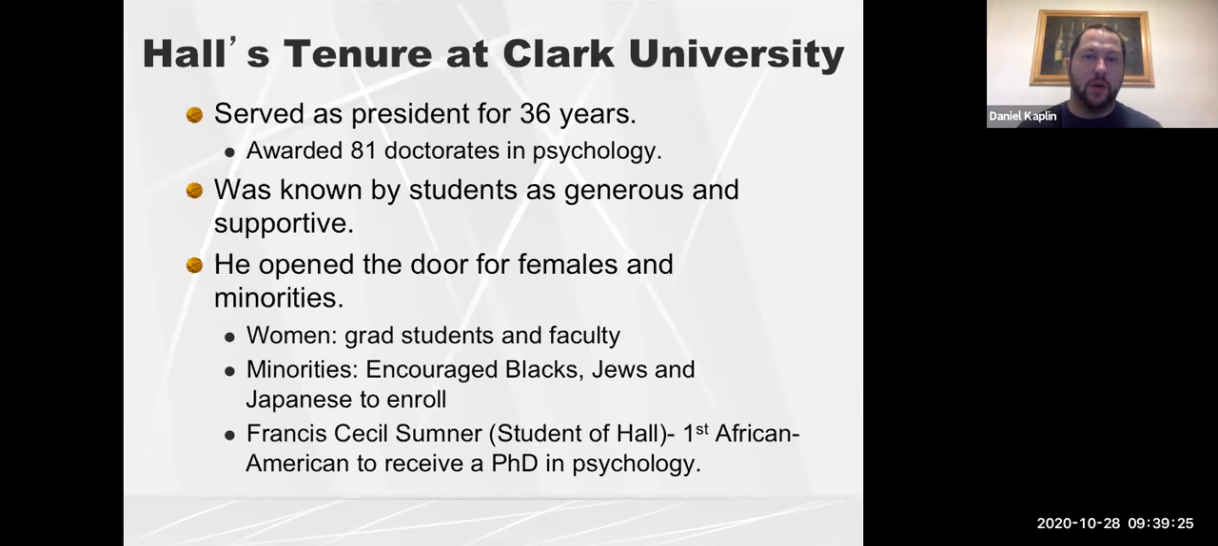Now, Hall served as president of Clark University for 36 years. And in that time, there were 81 doctoral degrees granted in psychology. He received a lot of accolades. He was viewed by his students as warm, generous, supportive. He put an emphasis on opening up doors for females and ethnic minorities. To give you an example, women were admitted as grad students and part of the faculty there, and so forth. Now, one factoid is that Sumner, who was a student of Hall, becomes the first African-American to receive a PhD in psychology.